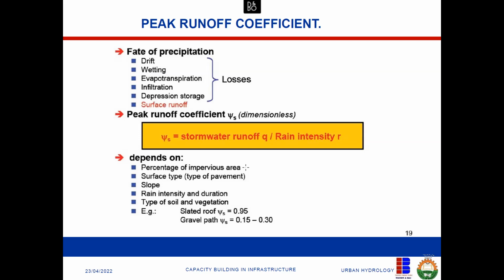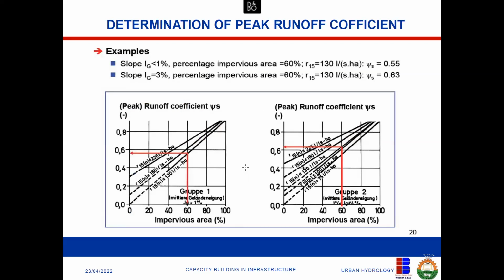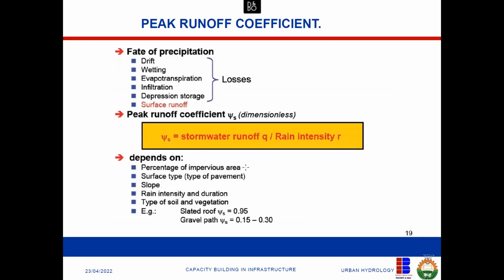runoff coefficient. Remember, we are talking hydrology, so there's no sewer here now. We're just talking about hydrology, and hydrology has to do with storm, rainfall, runoff, flooding, surface flow. Use any word you want. It all means storm urban drainage.